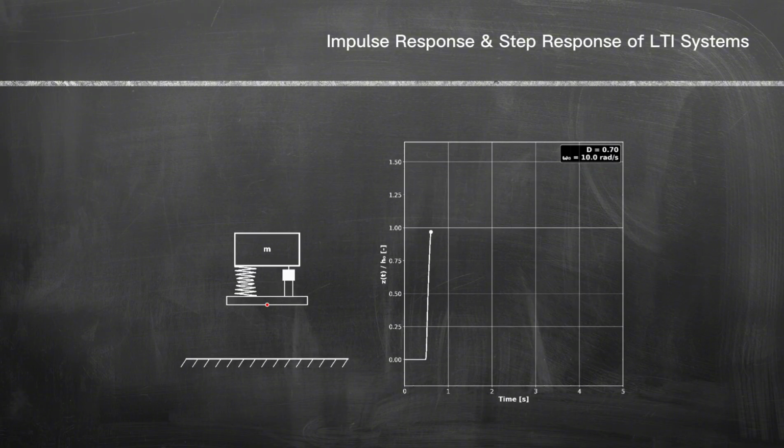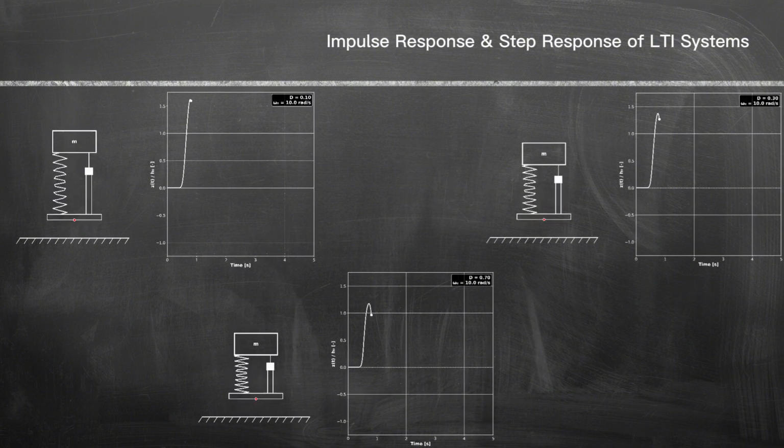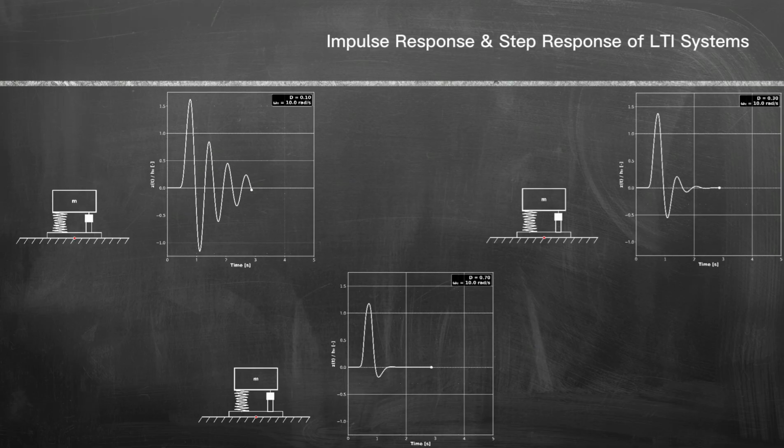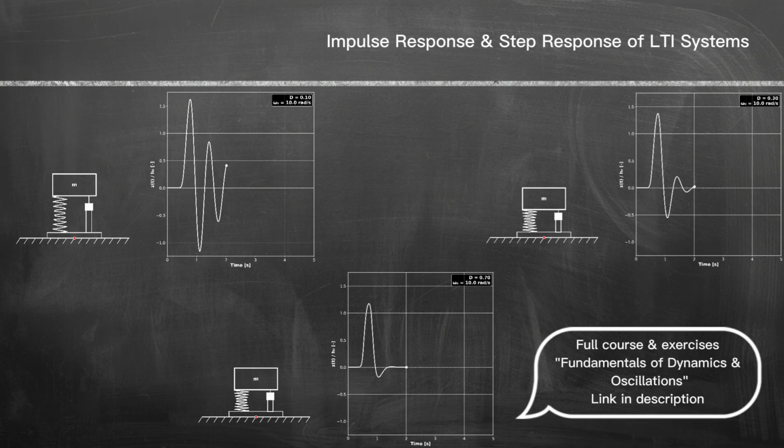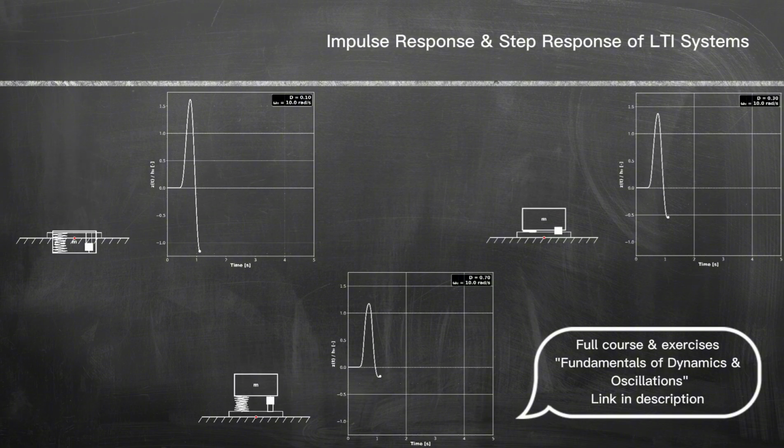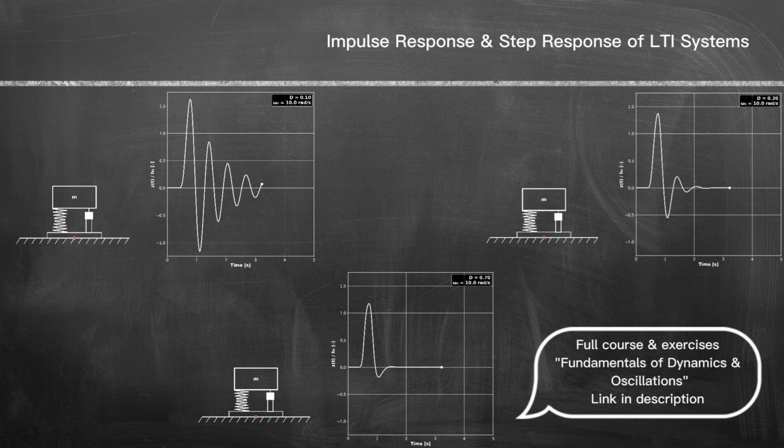For a damping ratio of D = 0.7, oscillation is almost suppressed. The overshoot is small, and the system returns to the equilibrium state within a very short time. The same qualitative behavior applies to impulse excitation. This concept can be applied to any type of dynamic system.